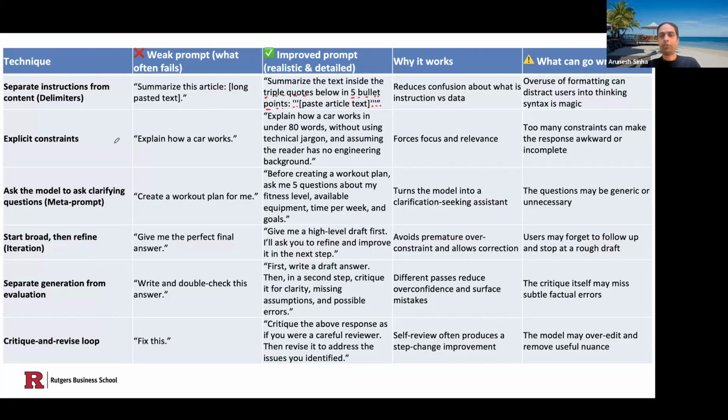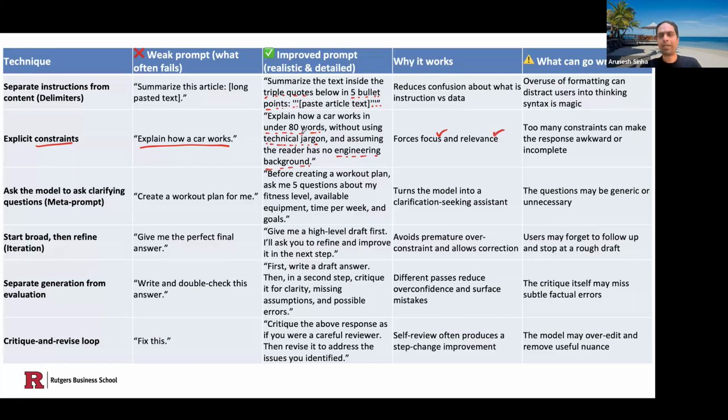You should be very explicit in what you want, which is explicit constraints. So, "Explain how a car works." If you put this to Gemini, it's just going to produce a very big list of things. But if you don't want everything, you can say, "Explain how a car works in under 80 words." You don't want to read a lot in the output. Do not use technical jargon. Cars and autos, of course, have a lot of technical jargon. If you don't know about them, then you will not understand the output. And assume that the reader has no engineering background. So it forces focus, it forces relevance.